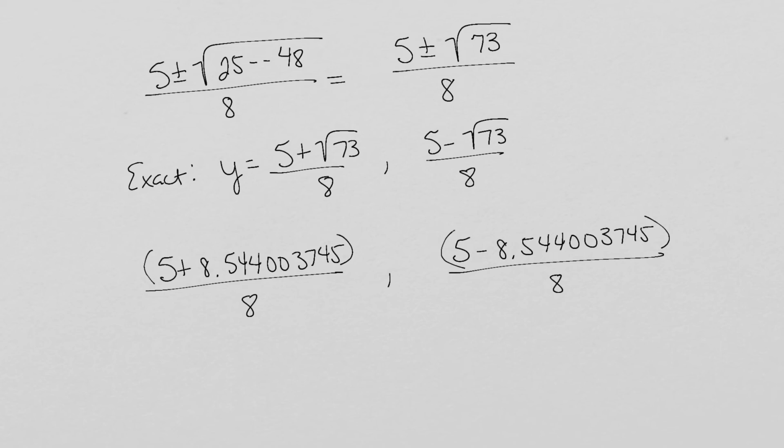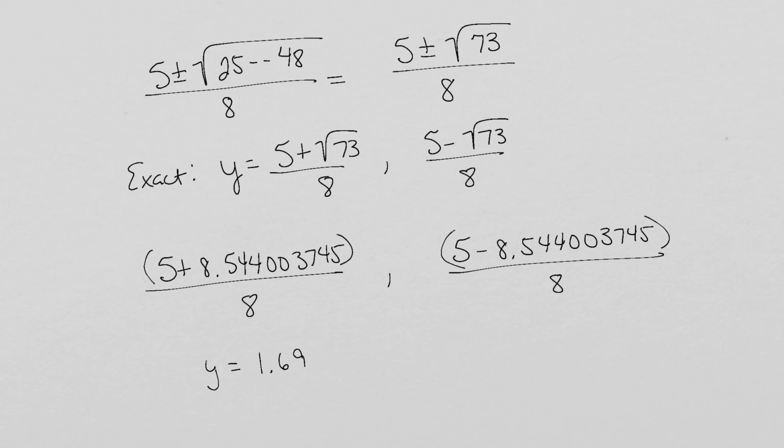So what I do, though, is I type in my numerator, I hit enter, and then I hit divide by 8. So I would type in 5 plus 8.544003745, hit enter, and then hit divide by 8. And I get, I'm going to go ahead and round here because we're at the final answer, 1.69.